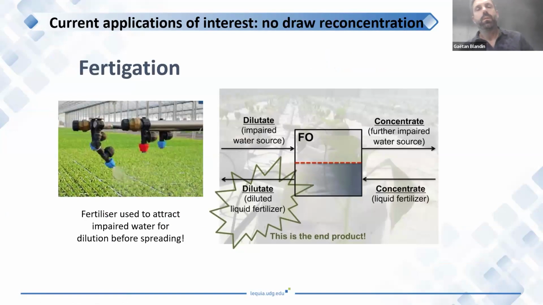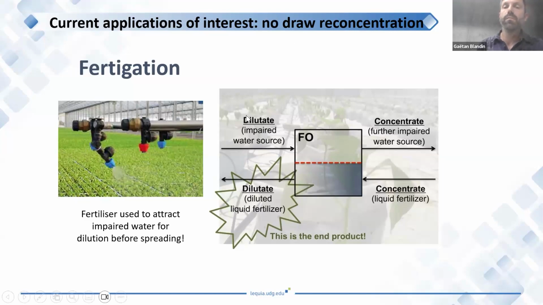Another concept is, for example, fertigation. The interest of that is that in that case, you don't need draw recovery. It means that the diluted draw with the water permeated from your feed could be used directly. So that's the perfect case for forward osmosis, because if you don't need to reconcentrate your draw solution, then you have very low energy requirement for the system.